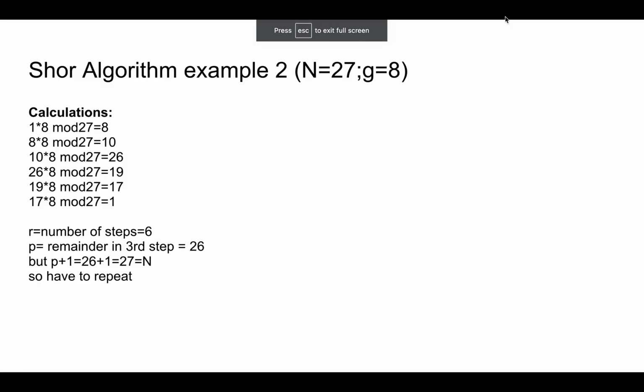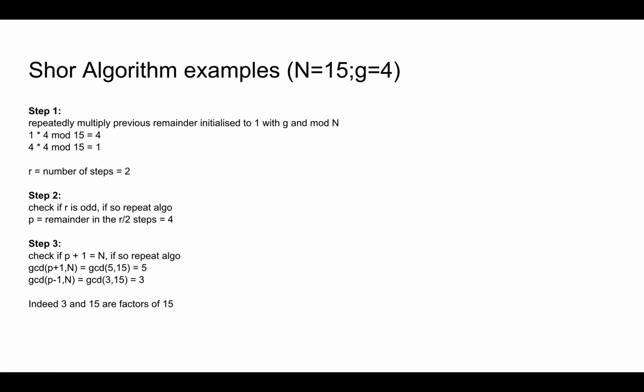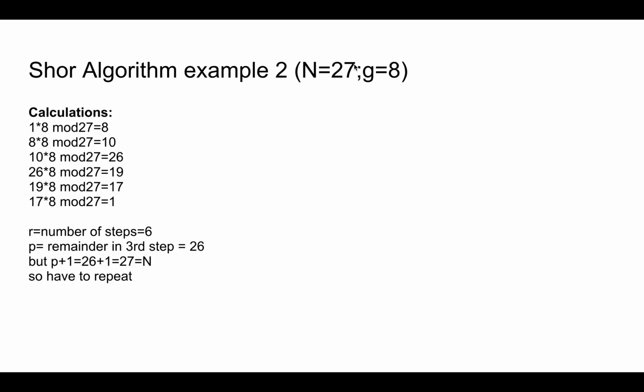Okay. So right now I want to explain to you another example for Shor's algorithm. This example is kind of a failed example to illustrate that sometimes you may need to repeat the algorithm. If we remember previously, we didn't have to repeat the algorithm with n equals 15 and guess equals 4. But in this example, we'll show that we will need to repeat the algorithm.